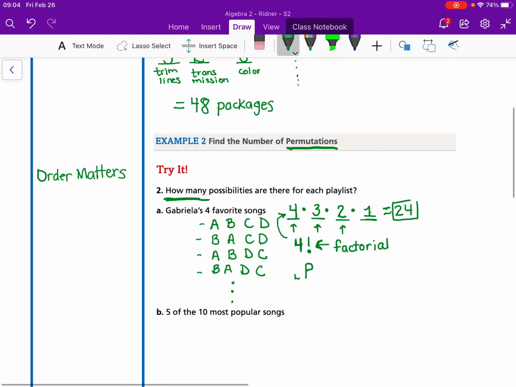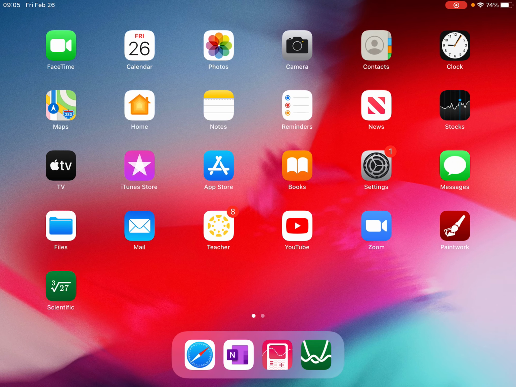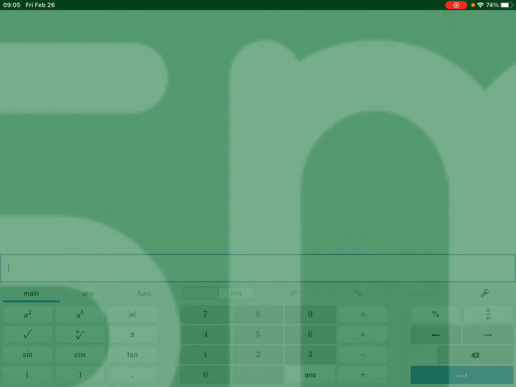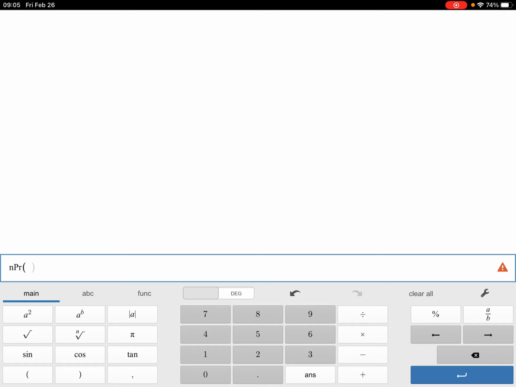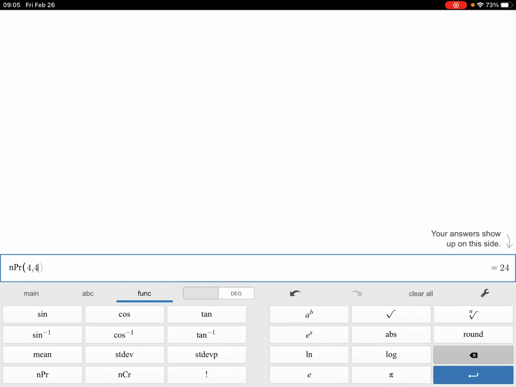I have 4 songs, and I'm going to choose 4 of them as a permutation. Why would I ever do that? Because on my calculator, I'm going to open Desmos Scientific, and I go over to functions. I have the nPr button. Then I go back to my numbers and I do 4, 4. Hey, 24. Notice that's the same answer we got before. So our calculator can do the work for us as well.